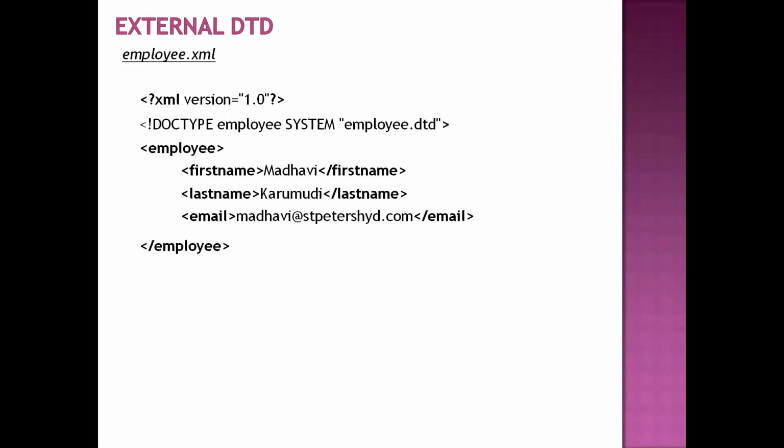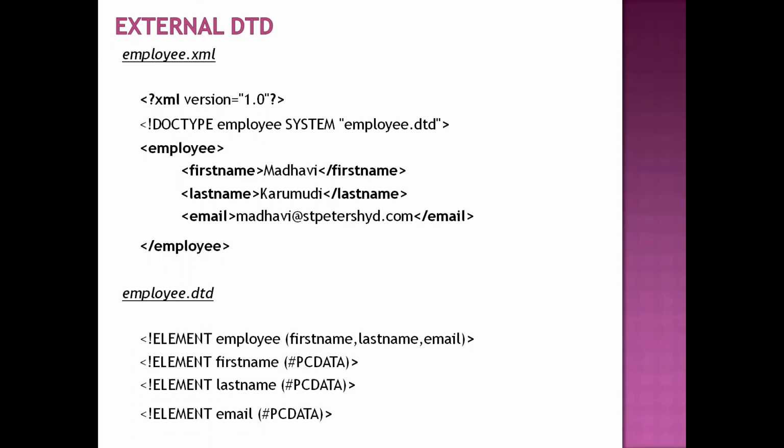Okay, in that case, open one more text editor, write the DTD and save that DTD with .DTD extension. If you are writing DTD separately from the XML document, you should save the DTD information using .DTD extension. Now see, same here, we need to specify definitions for all the elements. First, I am specifying the definition for the root element, then first name, last name, and email. Right? Now DTD is ready and XML document is ready.